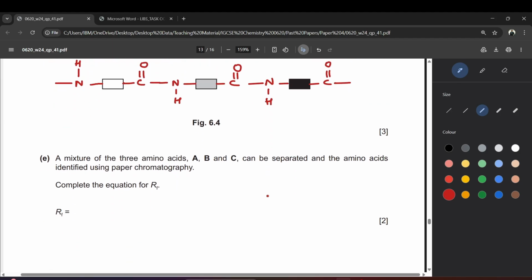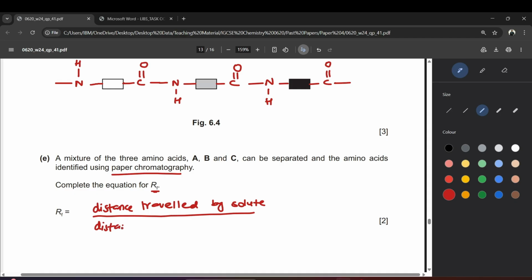Okay, part E. A mixture of the 3 amino acids can be separated and the amino acids identified using paper chromatography. Complete the equation for RF. Okay, now the RF value can be found by using the formula: distance traveled by solute divided by distance traveled by solvent.